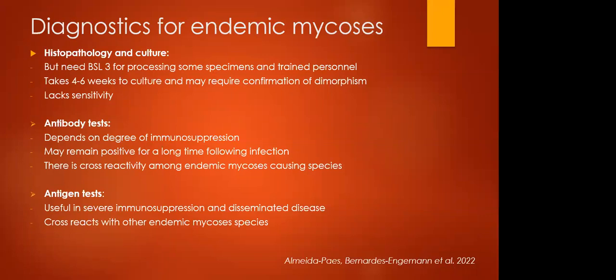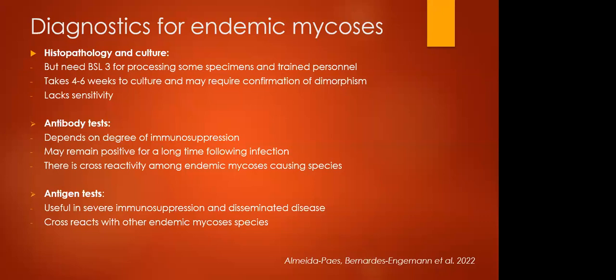It takes about 4 to 6 weeks for the culture to come back, and you are required to confirm dimorphism. So it does take time. It's not a quick test in terms of getting an answer, and it does lack sensitivity. So studies have shown that the sensitivity of culture is about 30 to 50%, and it depends on the burden of disease and the degree of immunosuppression. So for example, in sporotrichosis, the histology may be negative due to the small number of microorganisms that are actually needed to cause disease.